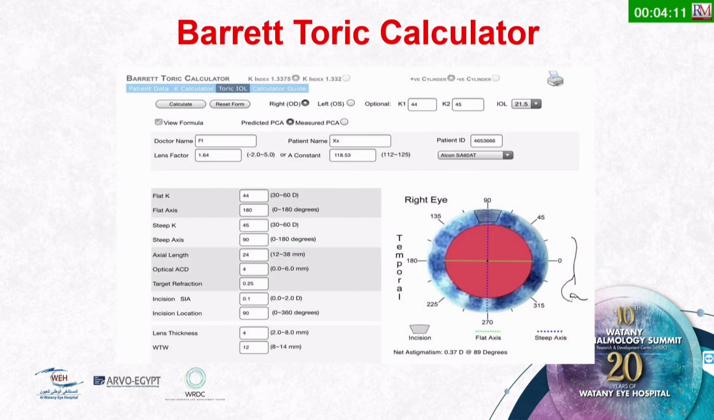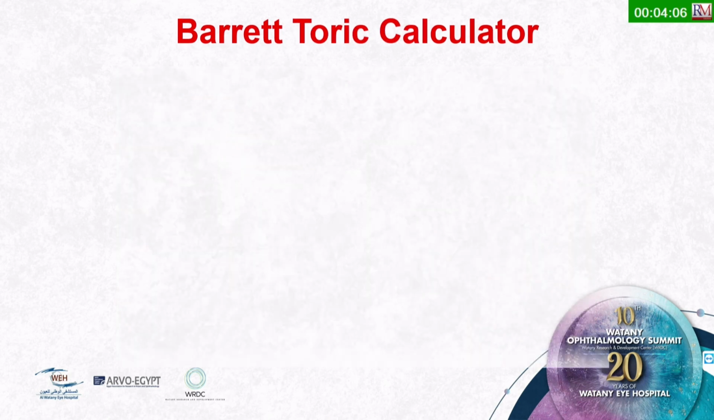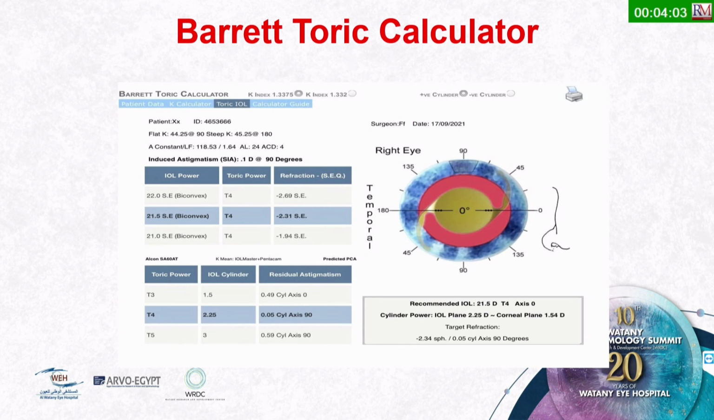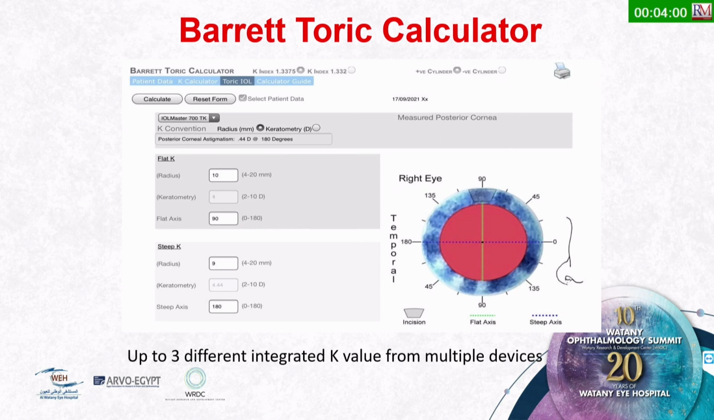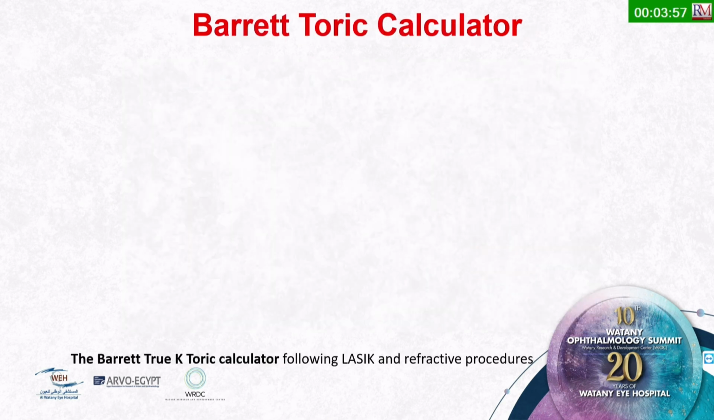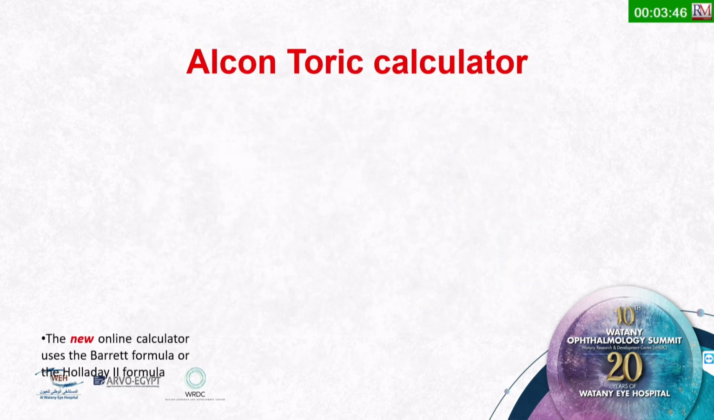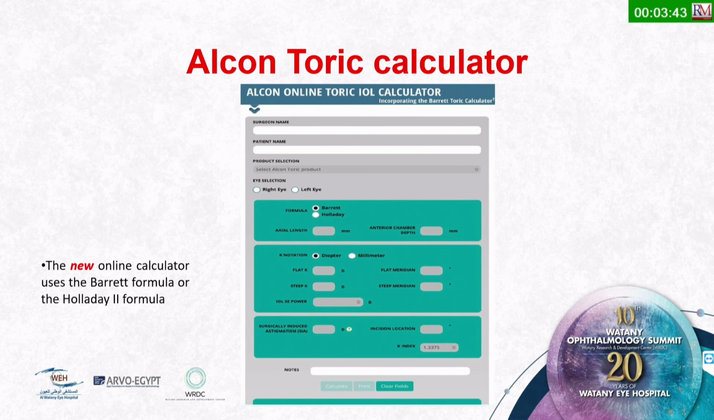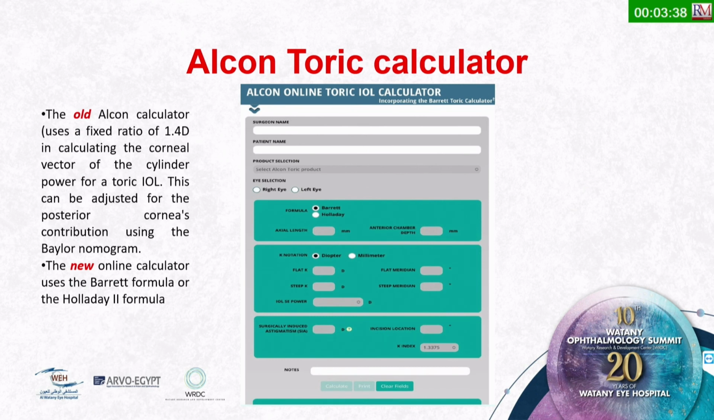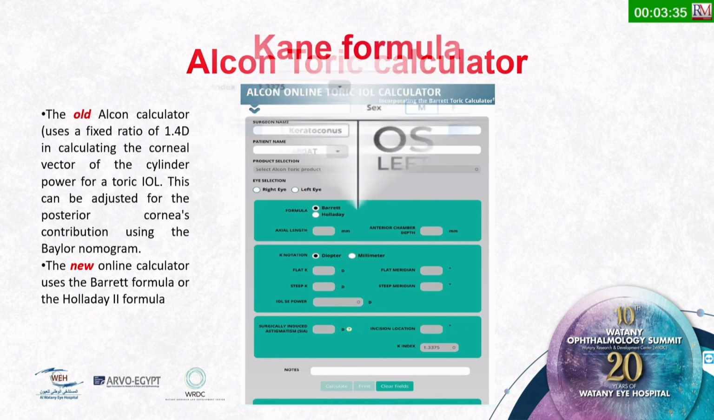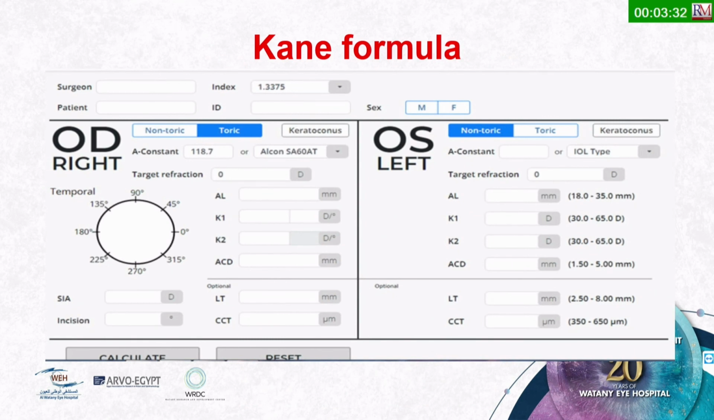Here's how it looks. Notice the predicted versus the measured corneal astigmatism. And here it is with the IOL calculated power. And here it can take up to 3 different integrated K values from 3 different machines. This is the Barrett True K calculator following LASIK and refractive procedures. And this is the new shape of the Alcon Toric calculator that employs the Barrett formula. The old one used to have a fixed ratio of 1.4 diopters and calculated the corneal vector. And that's the outline for the Kane formula.